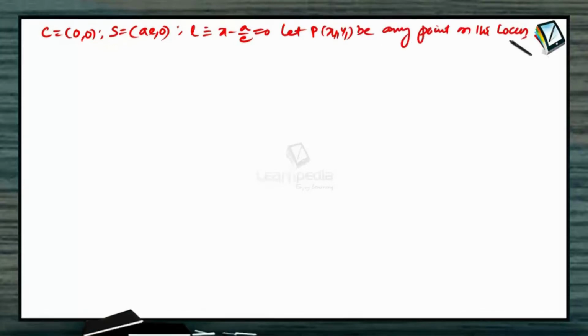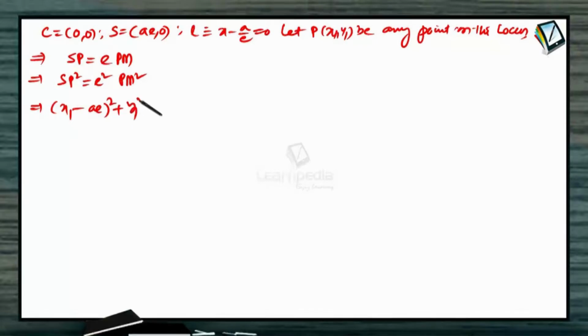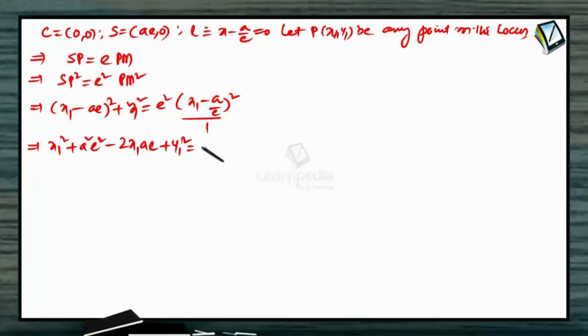When it is any point on the locus, then obviously from the definition SP is equal to E into PM, where PM is the perpendicular distance to the directrix, and that implies SP square is equal to E square into PM square. This implies SP square is x1 minus AE whole square plus y1 square is equal to E square into x1 minus A by E whole square. So on simplifying this, I'll get x1 square plus A square E square minus 2x1 AE plus y1 square is equal to E square into x1 square plus A square by E square minus 2x1 A by E.